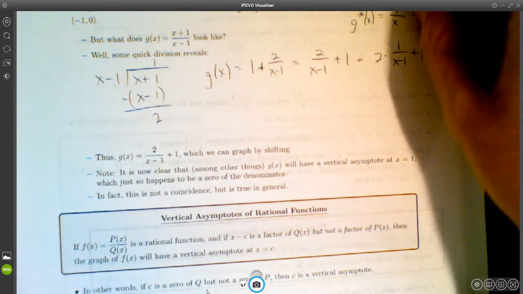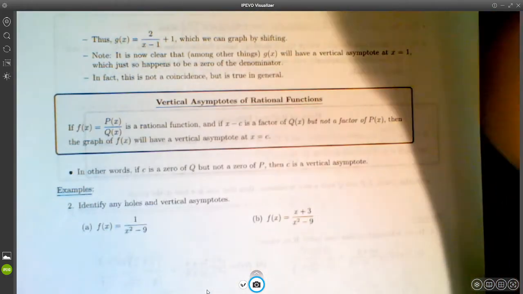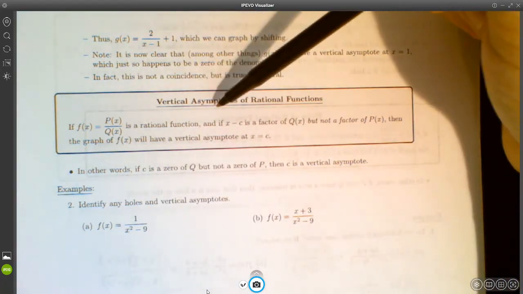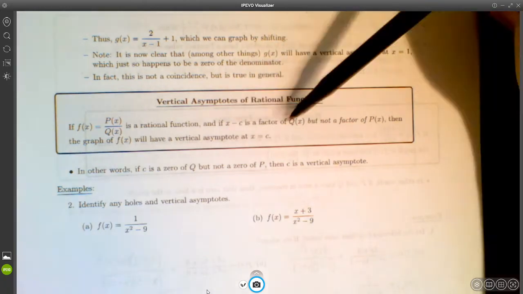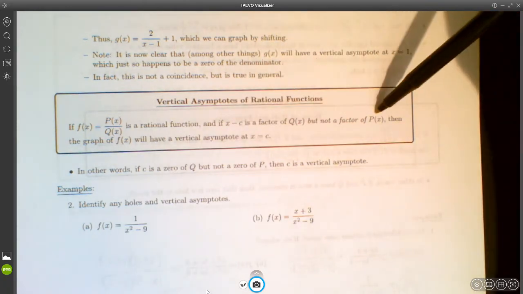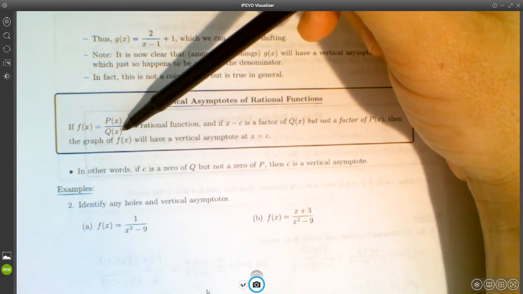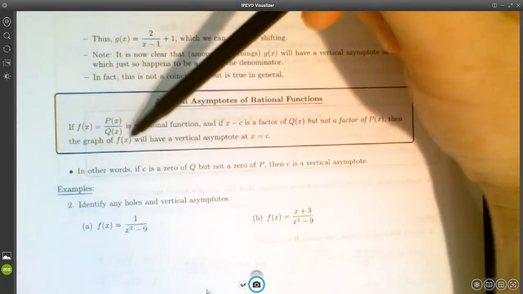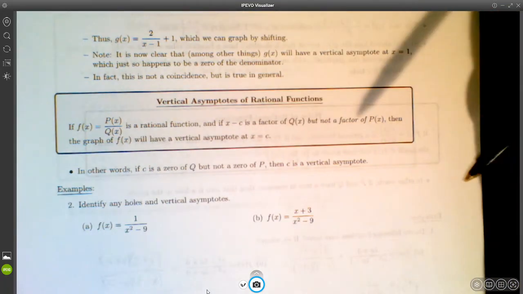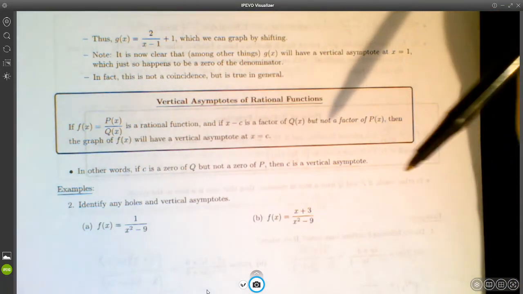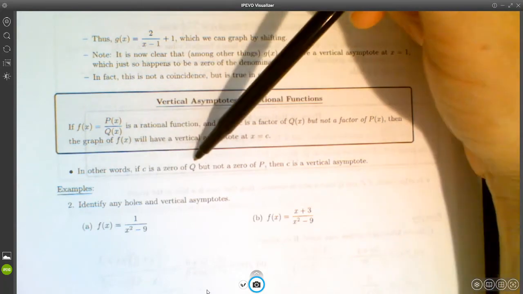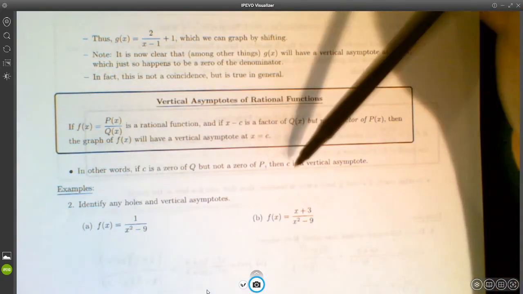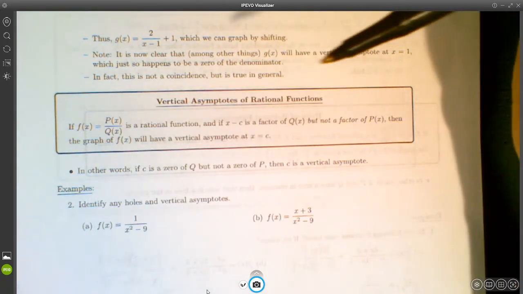And in fact, that's not a coincidence, that's true in general. So if f of x equals p over q, and if x minus c is a factor of q but not a factor of p, so it's a factor of the denominator but not a factor of the numerator, then the graph of f will have a vertical asymptote at c. In other words, if c is a 0 of the denominator but not the numerator, then c is a vertical asymptote.